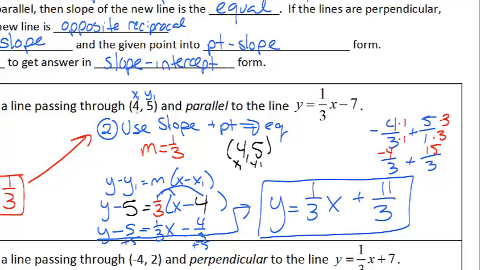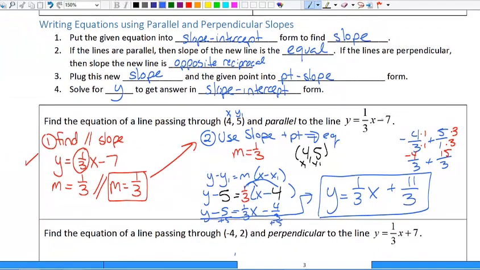If you'd like to check it, you could take 4, 5 and plug it in and make sure that it works. And it is parallel to the line y equals 1/3 x minus 7 because their slopes are the same.